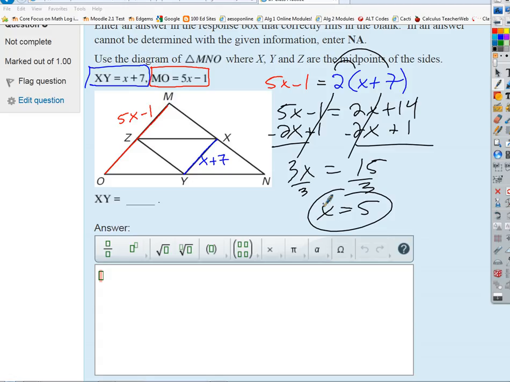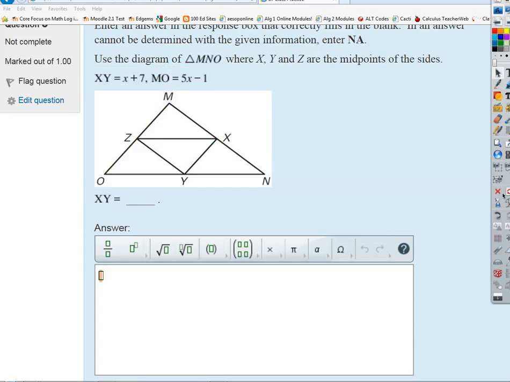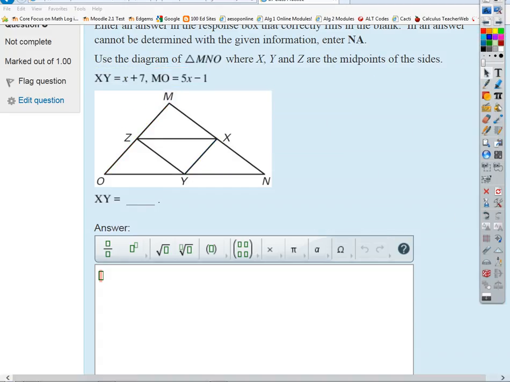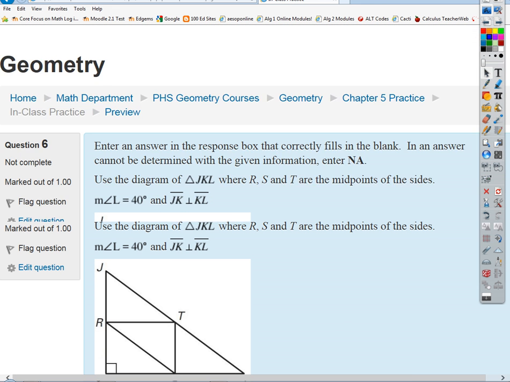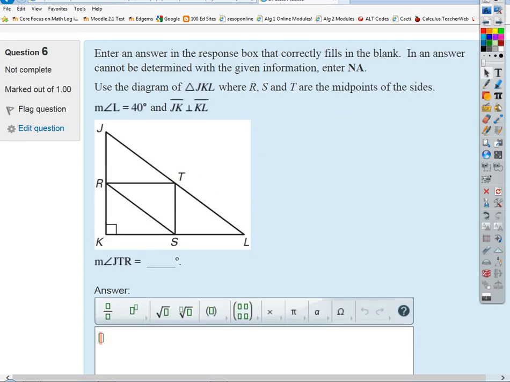Plug it back in. 5 plus 7 is 12, right? Which equation do you plug it back into? Well, it wants the length of XY, so I'd go back up to the expression for XY. Okay? Okay, make sense? Okay, we're getting there. Okay, what about this one here?